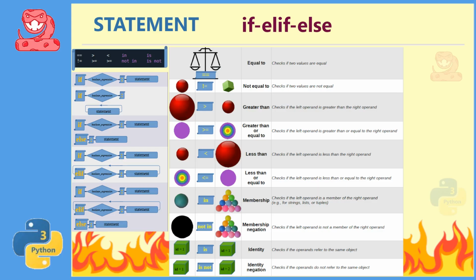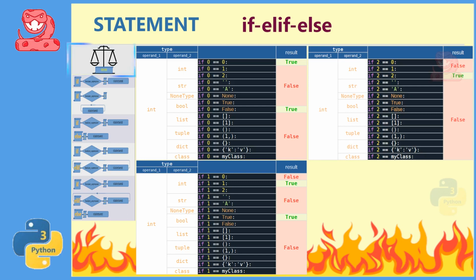Next, let's consider the comparison operators that can be used. Equal to. Check if two values are equal. Note the comparison of 0 with false and 1 with true results in true. We see that Boolean values return true not only when compared to true-false literals, but also with integer values 1 and 0.